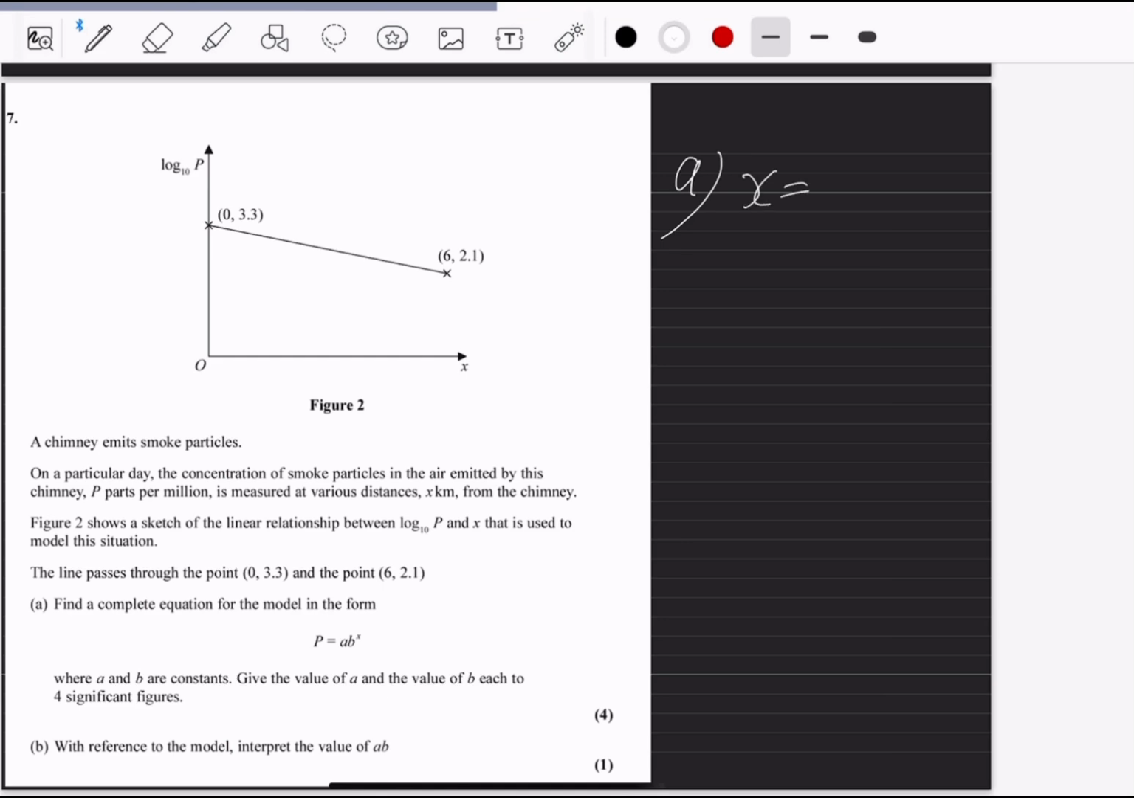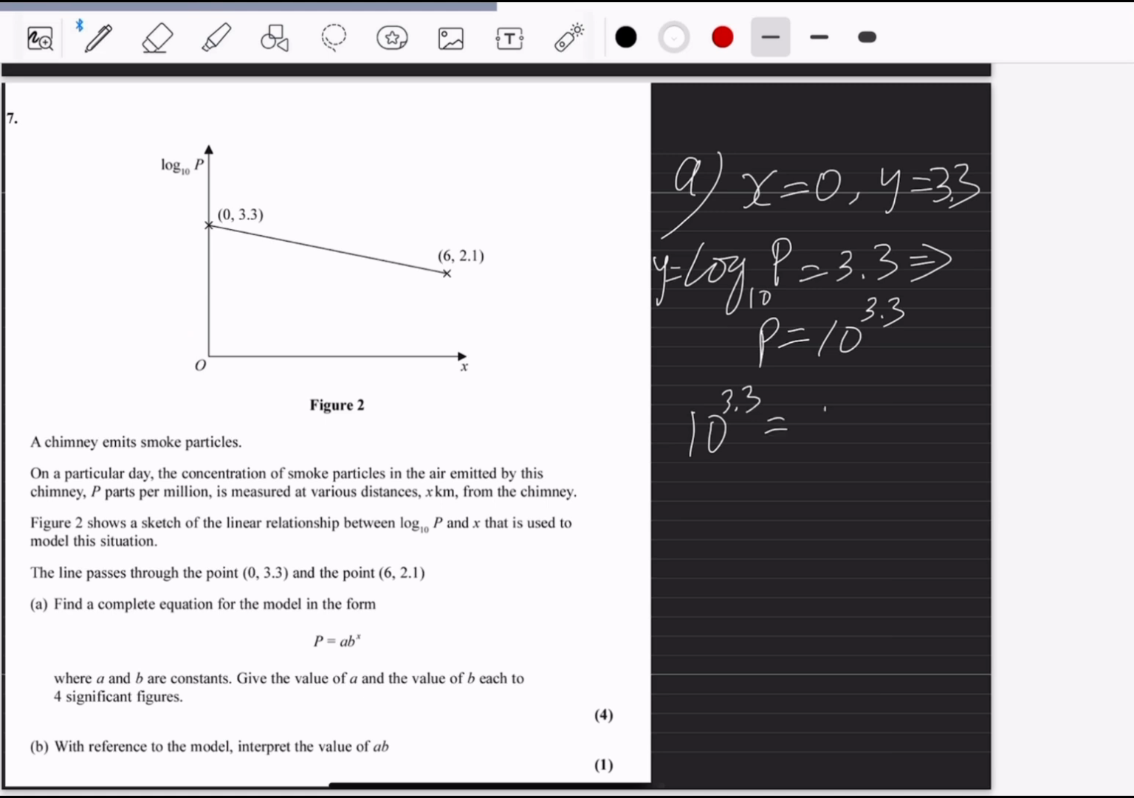When x equals 0, y equals 3.3. Remember, y is log 10 p, so log 10 p equals 3.3. That implies p equals 10 to the power 3.3. So that gives us 10 to the power 3.3 equals a b to the power 0, which is just a. So a equals 10 to the power 3.3. That gives us a already.